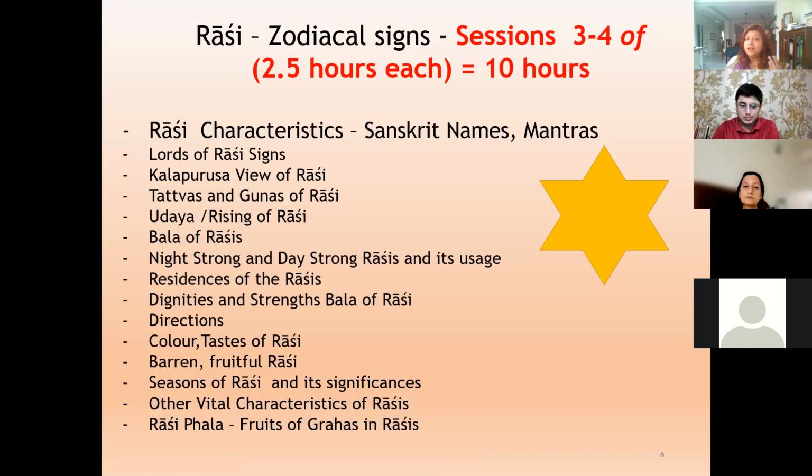So again, the rashis we will go through, the Kal Purusha, the natural rising signs of the rashis, the tattvas and the gunas, the day strong. And we will do exhaustive examples so that finally it'll become kind of second nature. You won't have to think, oh, what's a fruitful sign, is it Libra or Pisces? There will be a lot of experience, and you will work consistently with your own charts.